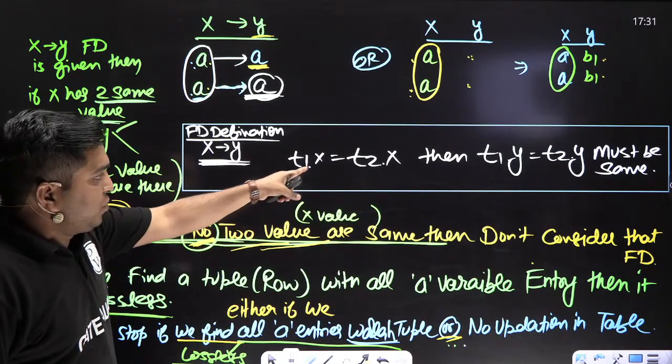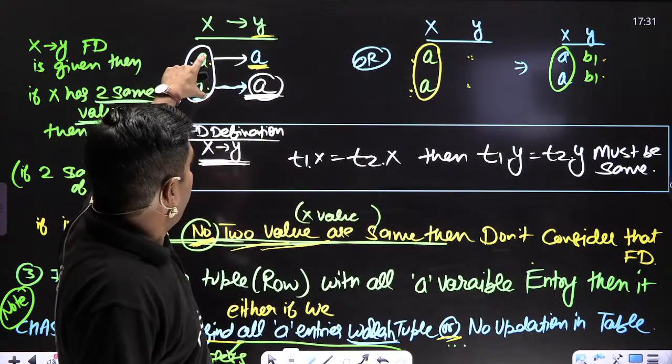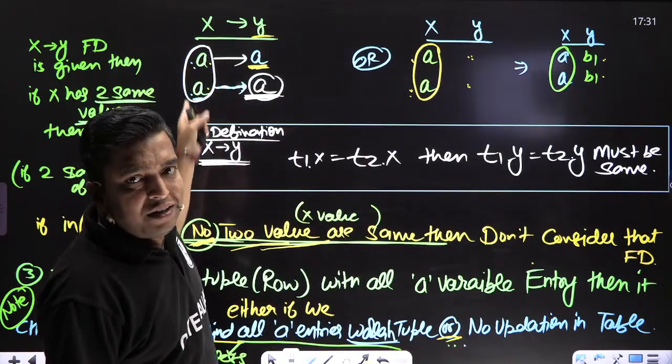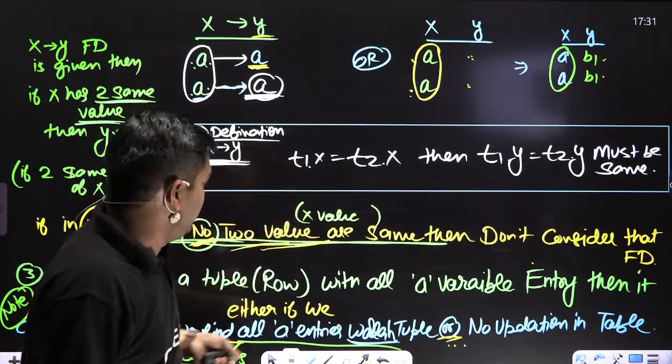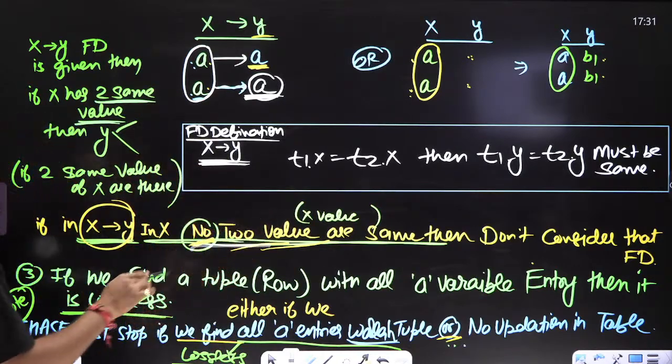So t1.X equal to t2.X, then t1.Y and t2.Y must be the same. Means if you are getting two same values of X, then one Y, then you can fill Y. Because roll number 11, Sham, then anytime roll number 11 repeats, Sham result will be the same. But if no two X values are the same, then don't consider this FD.